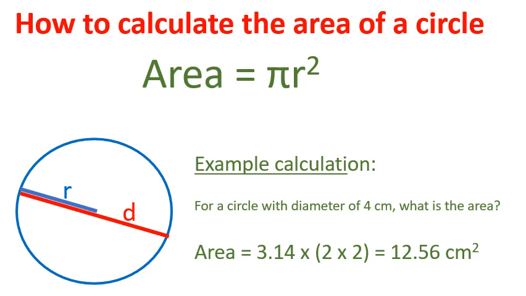And 2 squared is 2 times 2. So the area of this circle with a diameter of 4 would be 3.14 times 2 times 2. And that equals 12.56 centimeters squared.